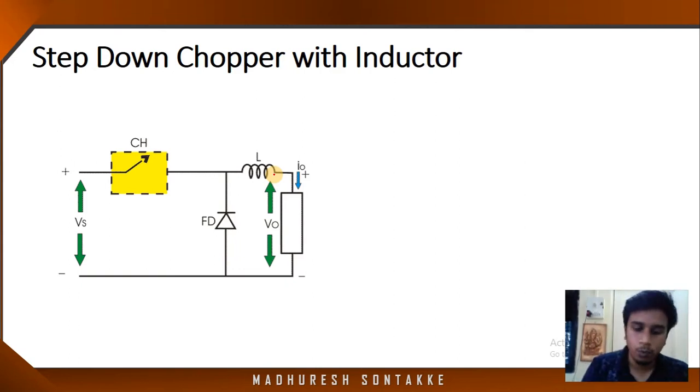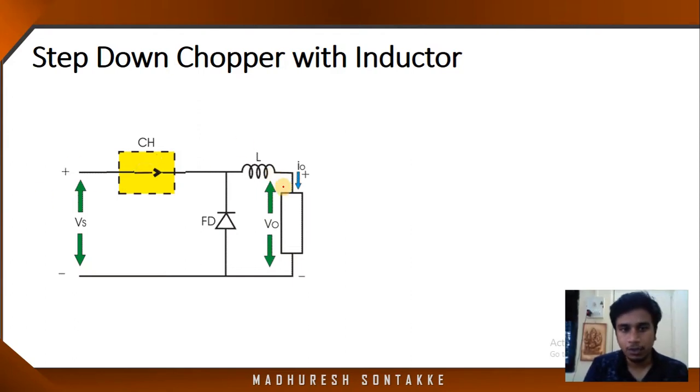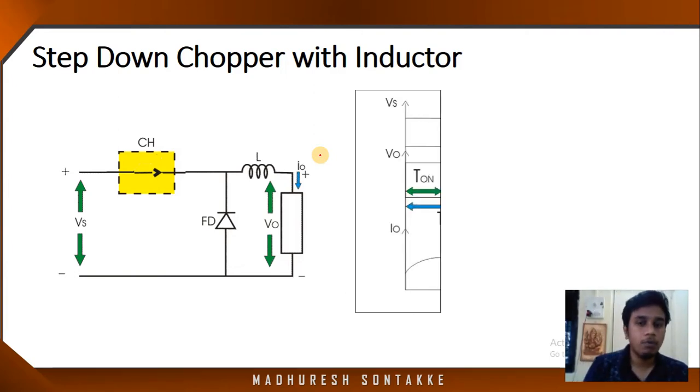So how will it work? Let's see. When the switch is closed, what will happen? Your source will get connected to the load and current will start to flow through the load, but via the inductor. So what will happen? Whatever is the input voltage, exactly the same voltage will appear across the load, but due to the inductor, current will slowly rise because the inductor is getting charged simultaneously. Now when you open the switch, what happens?